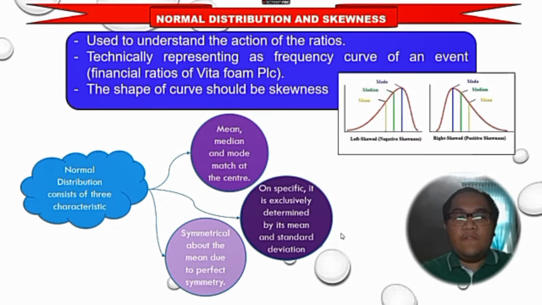Normal distribution consists of three characteristics. First of all, the mean, median, and mode match at the center of the distribution. The second one is that it is exclusively determined by its mean and standard deviation. And the third one is that it is symmetrical about the mean due to perfect symmetry.